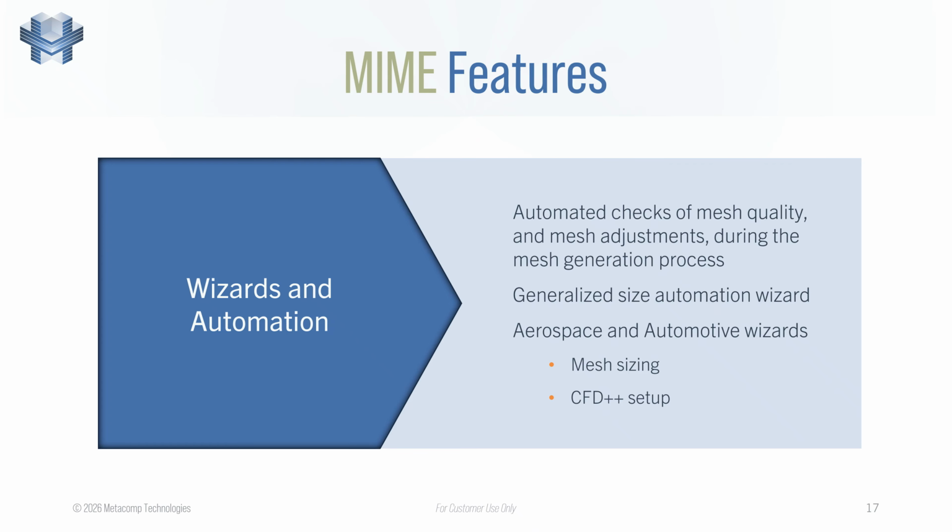MIME also includes several wizards that can provide further automation of the setup process. For example, MIME contains a generalized size automation wizard. This wizard automatically provides entity-based sizes to match a user-selected size intent. By specifying all sizes for the user, the user's effort is greatly reduced. MIME also includes two application-specific wizards that not only provide guidance on mesh sizing that is typical for such applications, but also provide initial input files for CFD++.